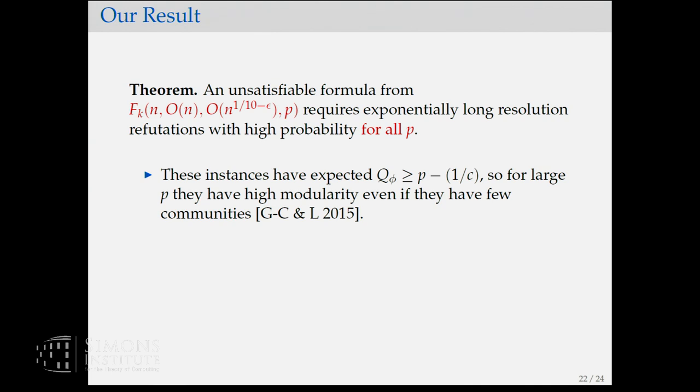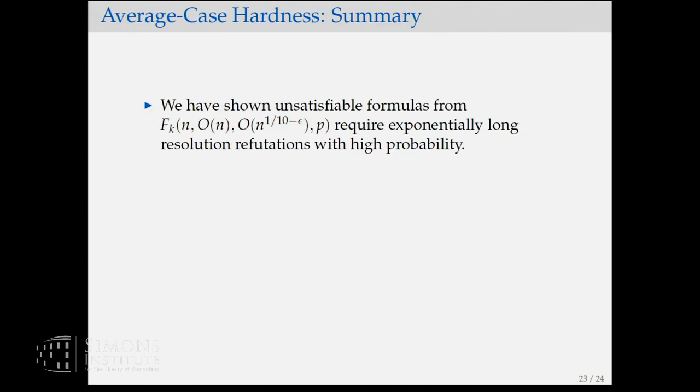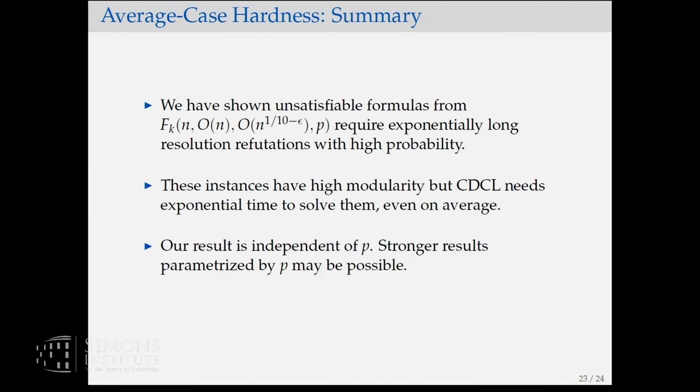But in the context of this work, it's the model which empirically was shown to have good positive correlation with the performance of CDCL SAT. And what this is essentially showing is that when the number of communities is small relative to the number of variables, then it doesn't really explain things. I see that I'm going short on time, so I'll just wrap up.